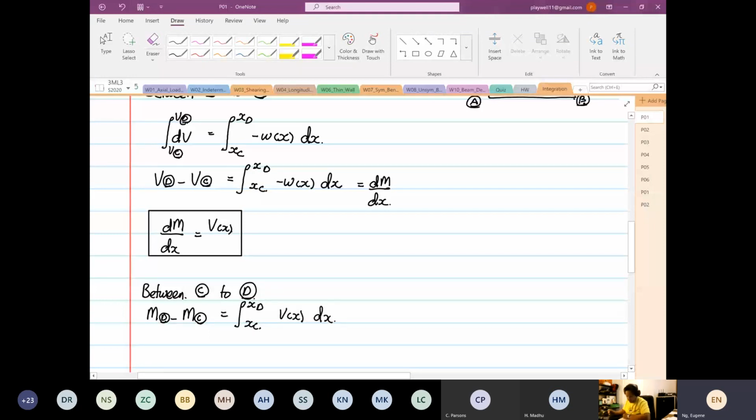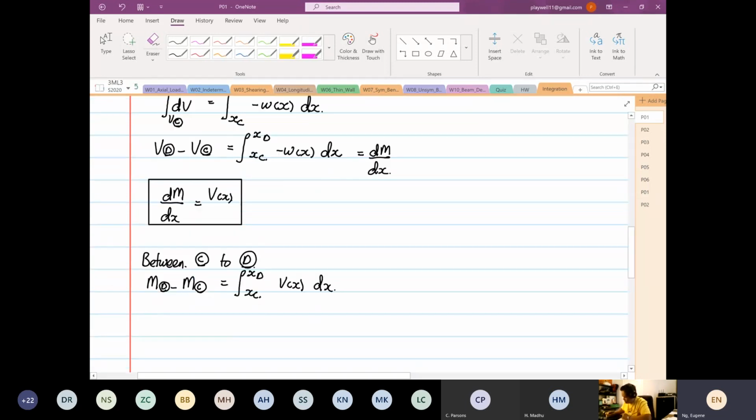Again, what I want you to take note of on the left hand side is moment at point D minus moment at point C is equal to the integration of the shear force equation, with limits between the distance of x at point C and x at point D. So this is how the integration method works. Mathematically, this is how it works. Now, let's do an example to see how this can really help you, or how to apply this technique.